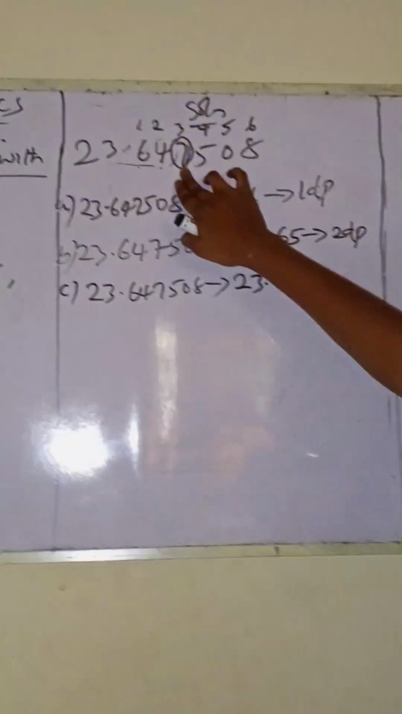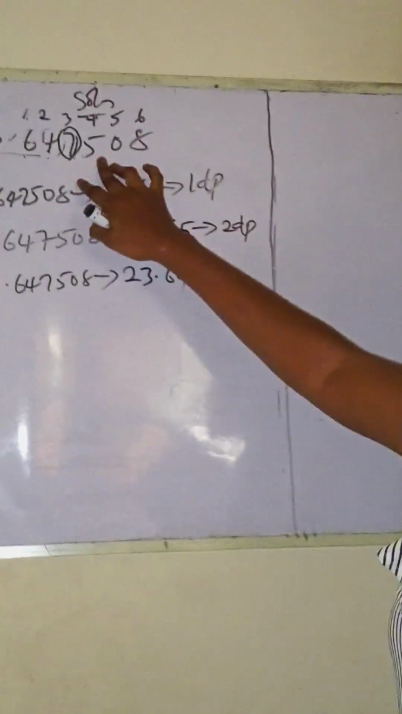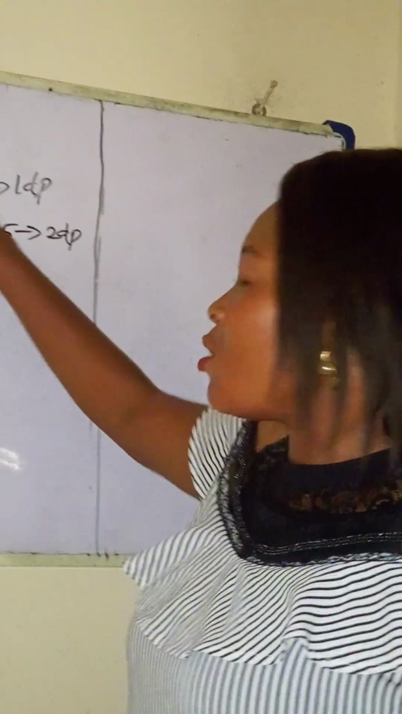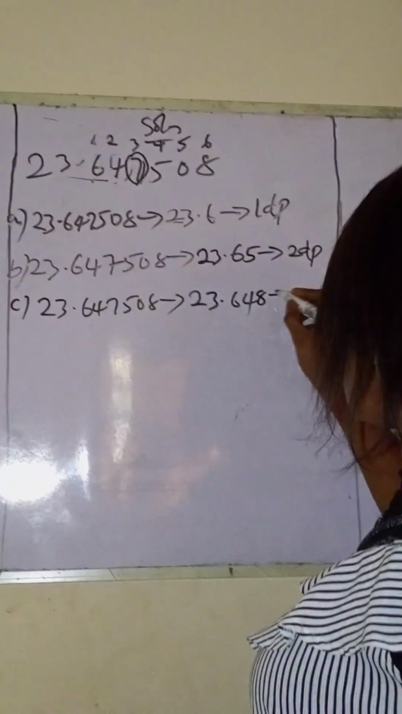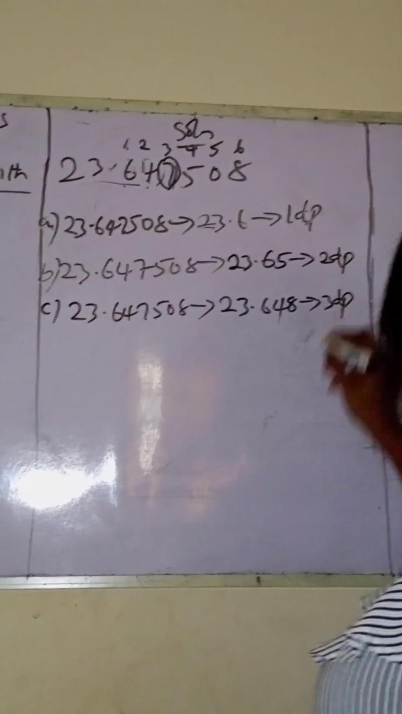Then now look at the one you have circled now. The number that is next to it. If it's up to 5, you approximate. If it's not up to 5, you don't approximate. But now this number we have here is 5, so we can approximate it. Take 1 from here and add to 7 here to give us what? 8. So this is what to 3 decimal places.